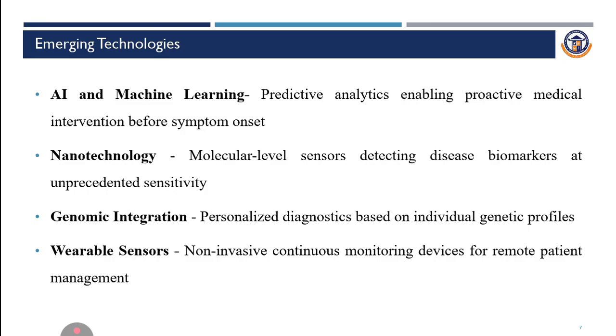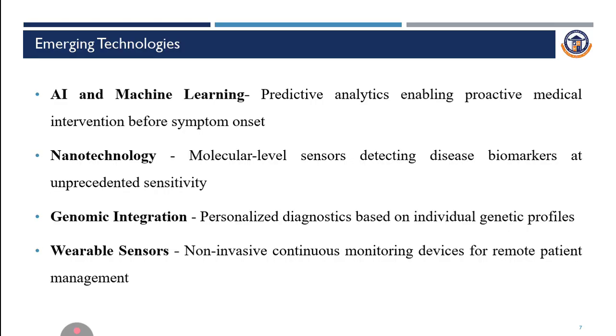So the emerging technologies in these diagnostic devices are AI and machine learning. Algorithms in AI and machine learning predict patient deterioration before symptoms appear. Pattern recognition improves diagnostic accuracy for these medical specialties. And in the nanotechnology field, molecular scale sensors detect biomarkers at unprecedented levels. So these devices monitor cellular changes which are invisible to conventional methods.